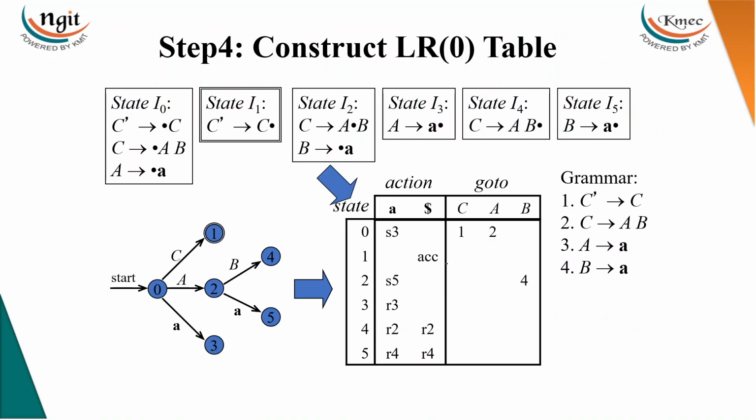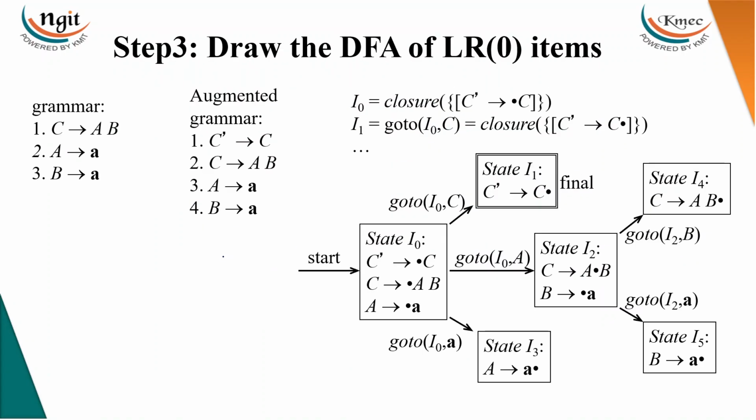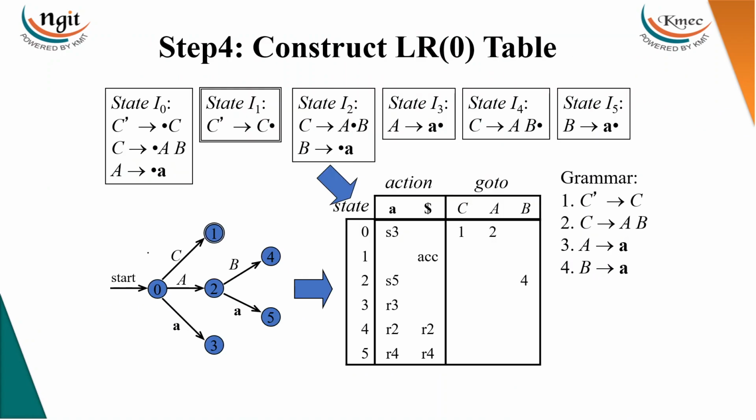Now once we got the DFA like this, see I1, I2, I just represented as a diagram. Then how many states did we get in total? 0 to 5. Take these as the rows, with the action part as terminals plus dollar, and the goto part as non-terminals. In state 0 on C, goto, just write down the number. 0 on A, write down the number. If it is a terminal, write down the shift, like 0 on A is S3; for a terminal, just write S3. 2 on A is S5, like that. If it is a non-terminal, simply write the number. If it is a terminal, write down the S.